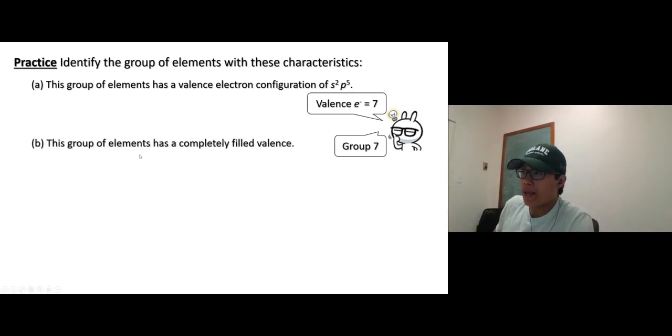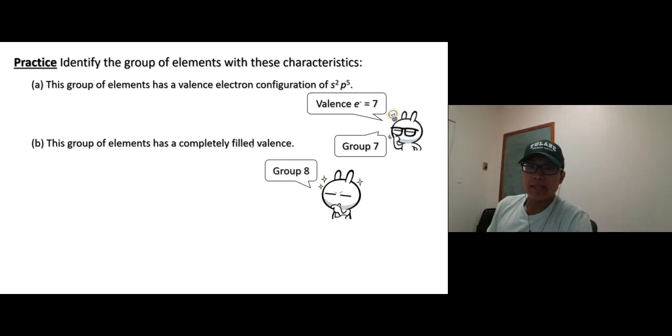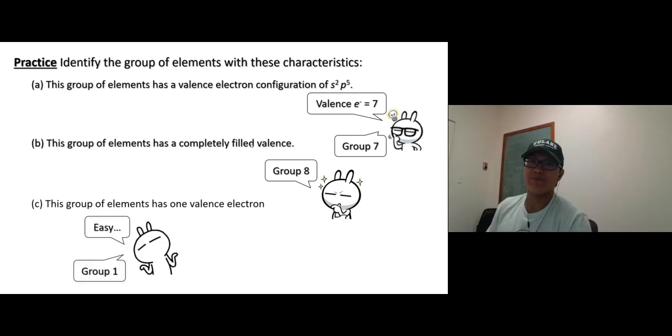B, this group of elements has a completely filled valence shell. Which group? This is the only group that has completely filled valence electrons. That's why they're stable and they don't react anymore. Group 8, filled valence electrons. C, this group of elements has 1 valence electron. Oh, easy, group 1. So, right.